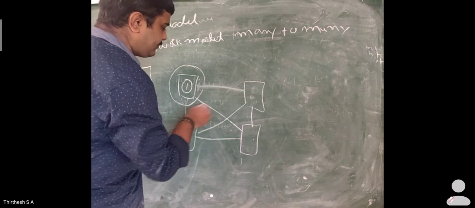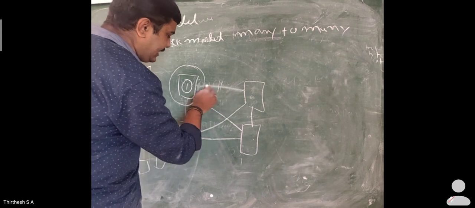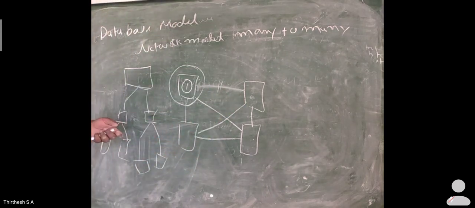Here, if one link is broken, there is a chance to misplace those data. Clear? So the database design becomes very complex over here. Due to this reason, it is like a spider web. The database design is very complex. This is what we call a network model.